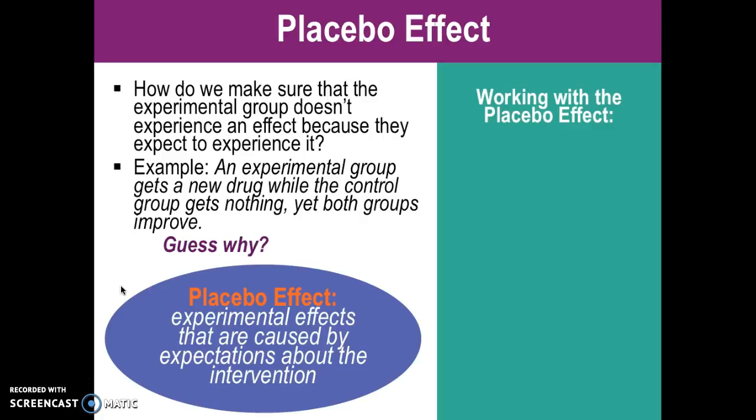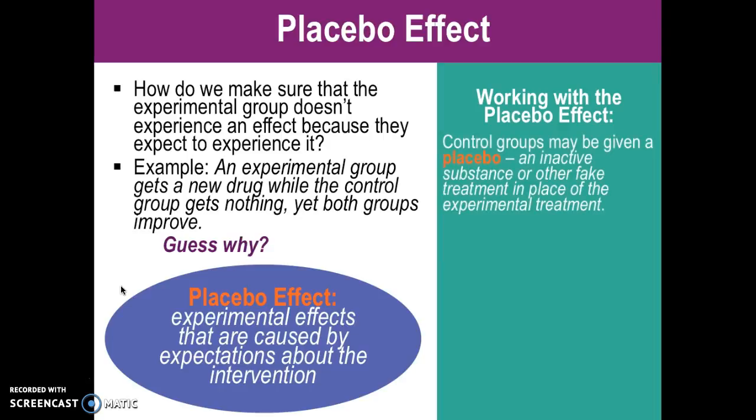How can we eliminate it? Well, first off, the control group is going to be given the placebo, which is an inactive substance or a fake treatment in place of the experimental treatment. Now I also have to note that the placebo effect can happen for other non-psychotropic treatments, medications, psychotherapy, and interventions. So this can happen pretty much in any experiment.